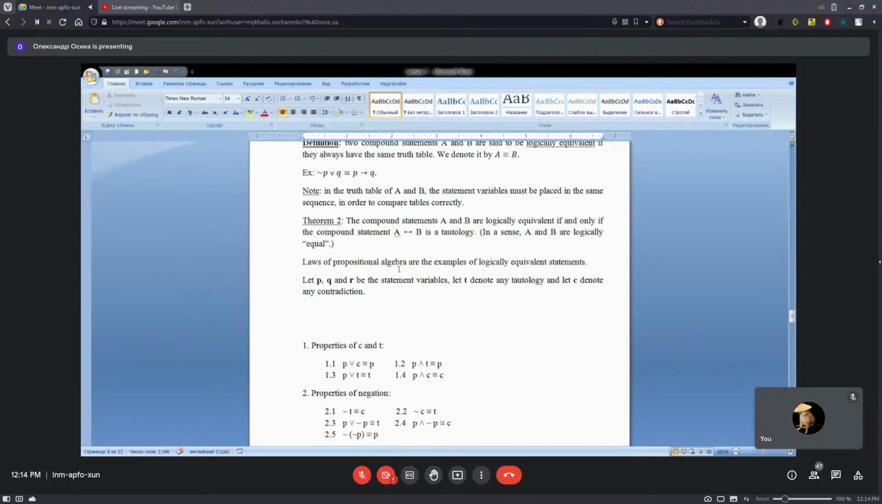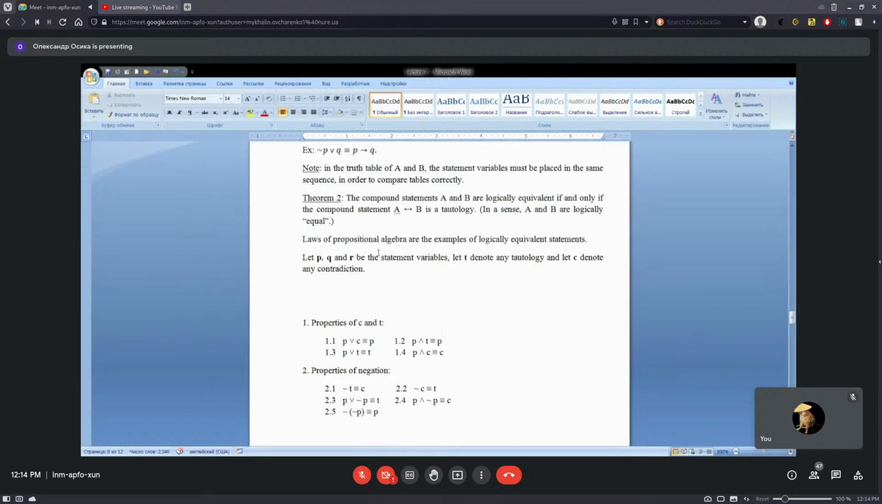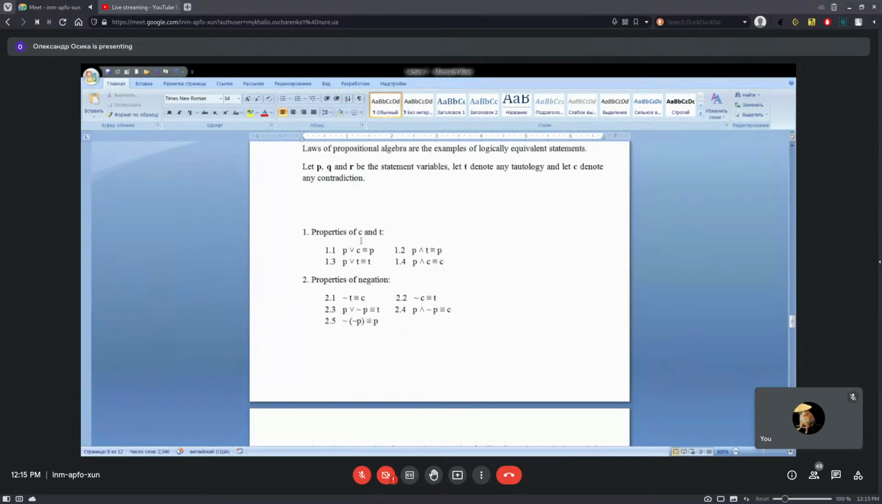Laws of propositional algebra are examples of logically equivalent statements. We don't define what we mean by propositional algebra until a bit later. Let P, Q, and R be statement variables. Let T denote any tautology, any compound statement which is constantly true. Let C denote any contradiction, which is always false. Properties of a contradiction and tautology are as follows.